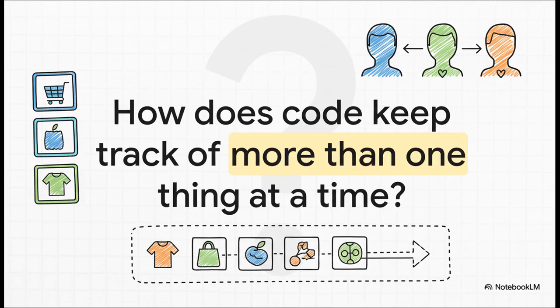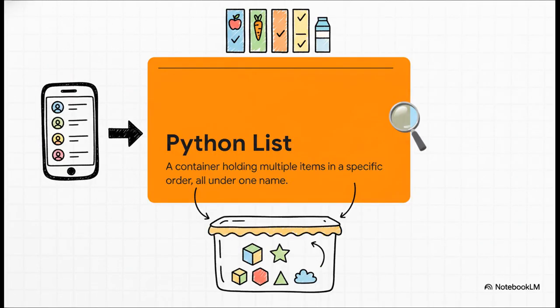When you're writing code, you hardly ever want to deal with just one thing, right? You want to handle a bunch of friends' names or a whole shopping list, not just one item. So how does a computer actually manage a whole collection of things all at once? Well, that's the exact problem lists were made to solve. And the answer is a list.